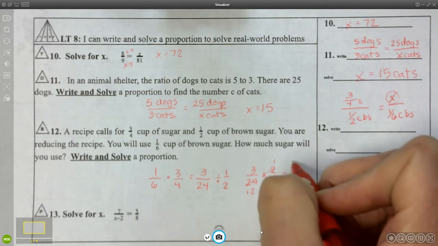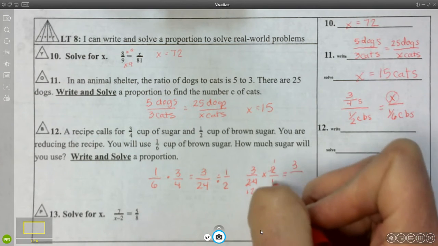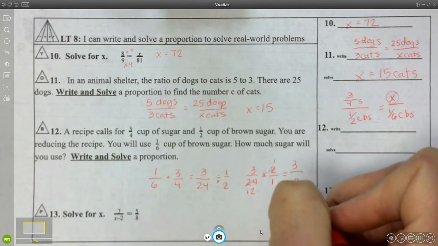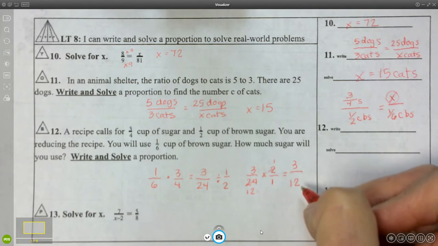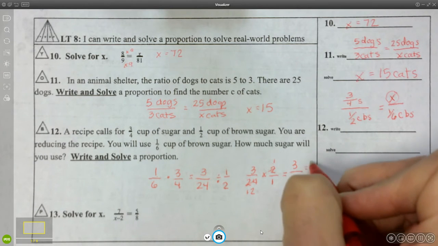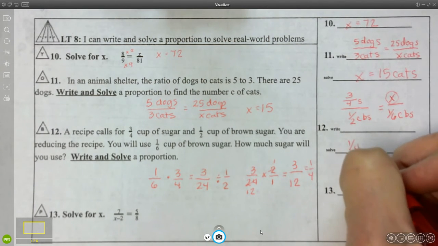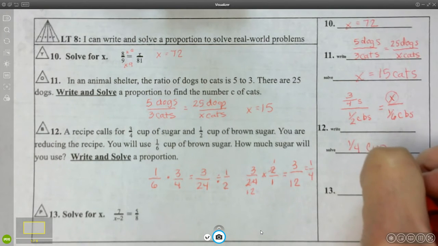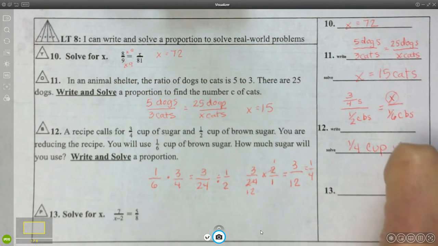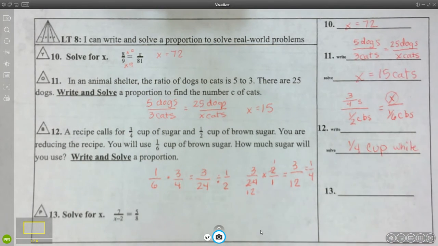So 3 times 1 is 3. 12 times 1 is 12. And if I reduce that down, I'm going to have it equal to 1/4. Lots of work in that fraction. 1/4 of a cup of white sugar to make that a proportion.